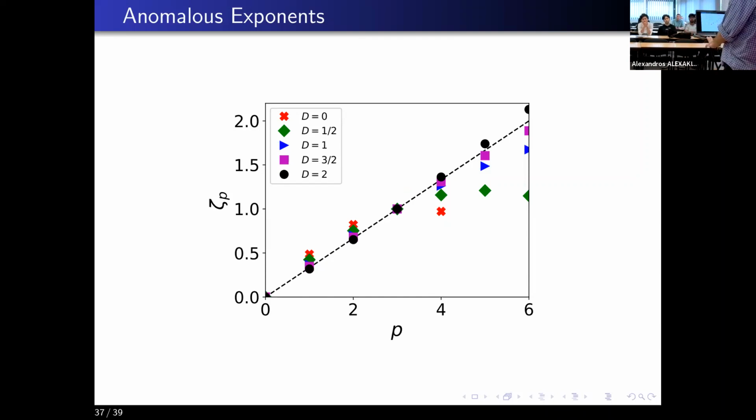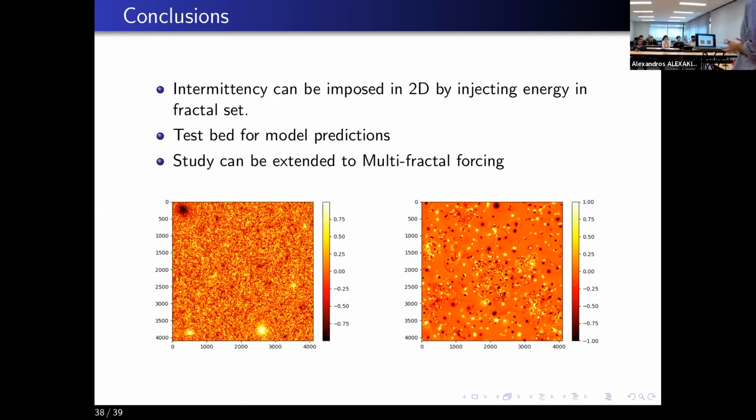And with that, I will stop because this is the result. I want to just say that one can at least reproduce intermittency signals that one sees in three-dimensional turbulence in 2D if you force in a fractal way. And such a simple model can provide a test bed for turbulence predictions. So we have these models that work. Here we fix and control the amount of intermittency that we put in our system. So one can take models that predict something and test them in this system.